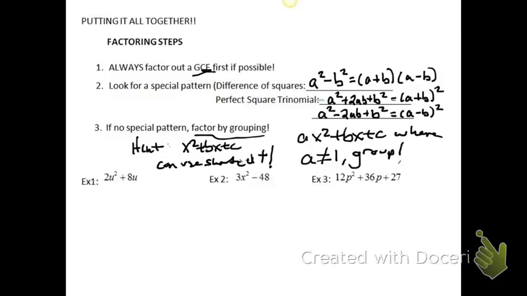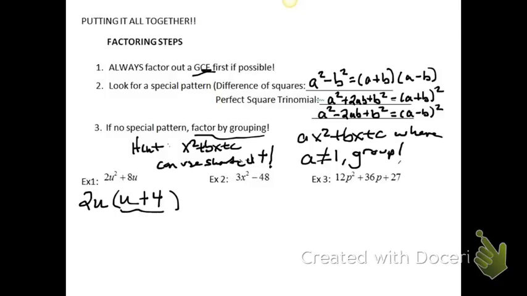So maybe we'll see one where we have a shortcut, but I don't know if we have one in this video. In example 1, first thing that I got to do is look for a GCF. Both of these have a factor of 2 and a u, and that is the greatest common factor. So let's pull out a 2 and a u. If I divide 2u squared by 2u, I'm left with u. And if I divide a positive 8u by 2u, I'm left with a positive 4.